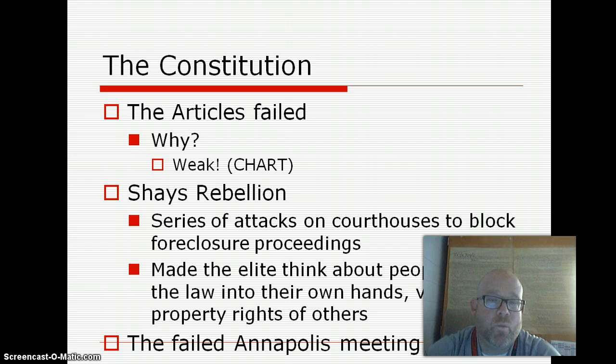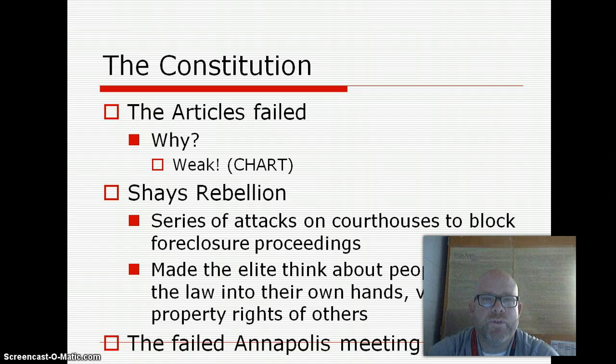And that leads to a bunch of the reasons why the Articles are going to fail. We're going to work on a chart in class to do some comparisons, but most of you should be pretty aware of some of those issues with the Articles. Probably the biggest issue that's going to push us to the new Constitution, of course, is going to be Shays' Rebellion. Shays' Rebellion is going to take place in Massachusetts, but there are going to be a series of other battles or rebellious actions across not just New England, but also into the middle states.